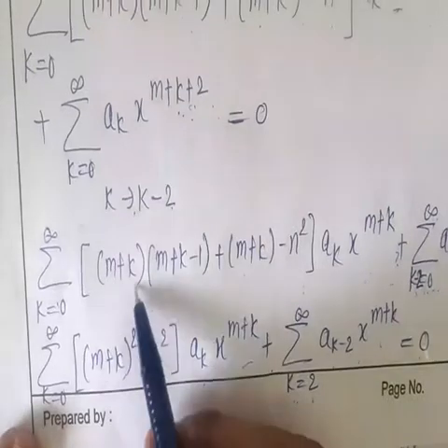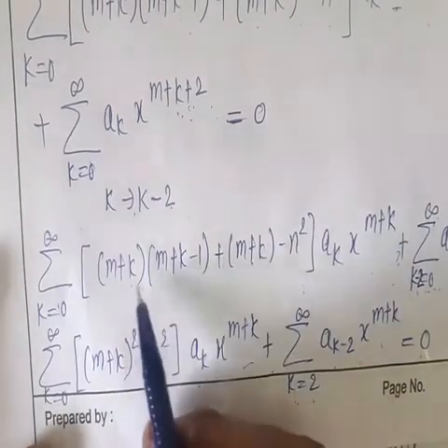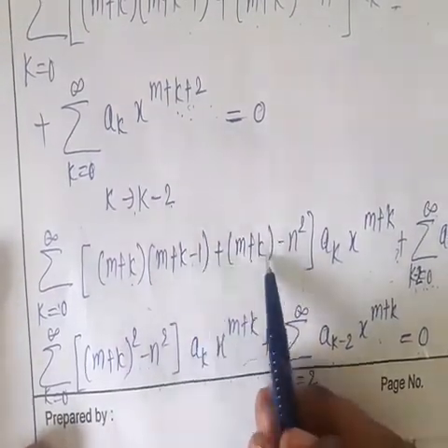Now from the first bracket, if we take m plus k common, it is m plus k common, m plus k minus 1 plus 1.